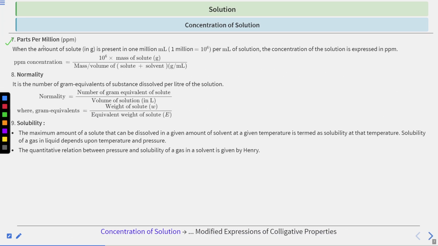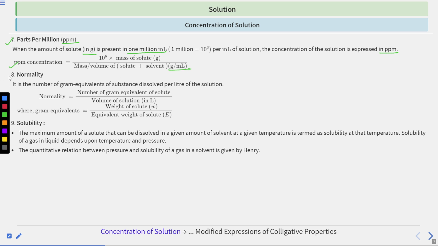Seventh term is parts per million or ppm. When the amount of solute in grams is present in 1 million milliliter of solution, the concentration of solution is expressed in parts per million. So you can say that ppm concentration equals mass of solute multiplied by 10 to the power 6, or you can say 1 million, divided by mass per volume of solution given in gram per milliliter.